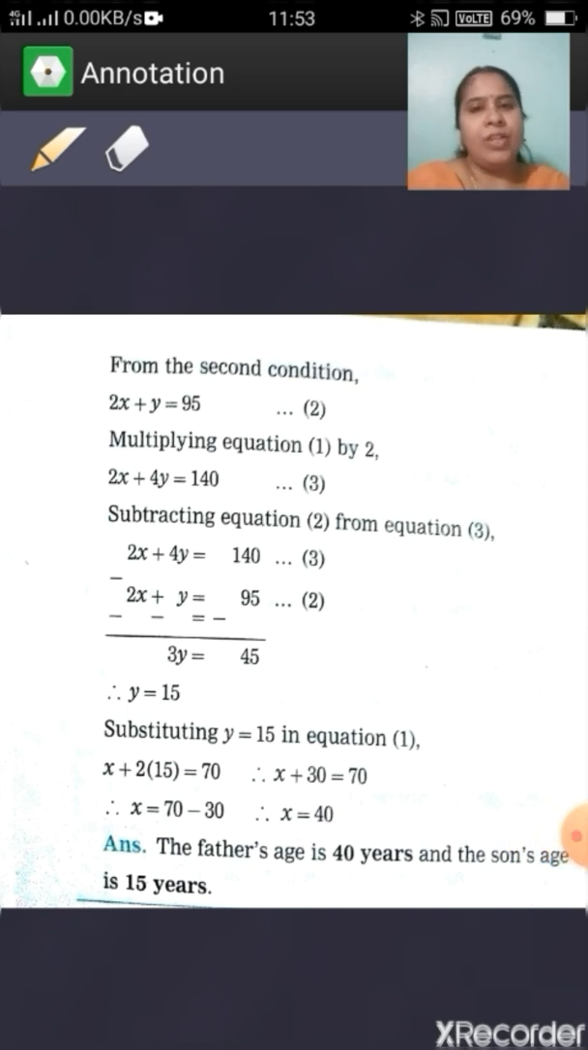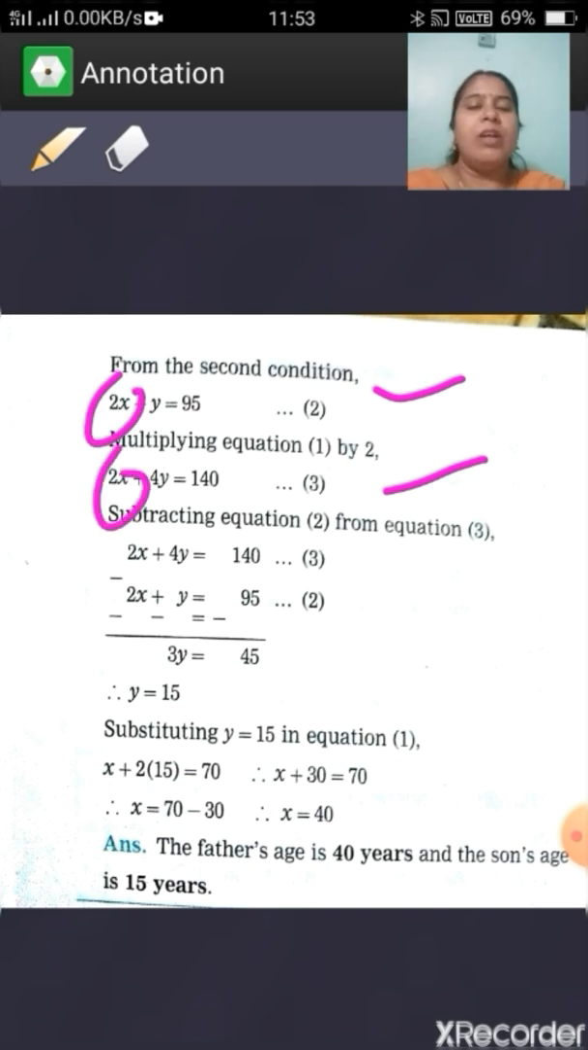Now we will equate the coefficient. Multiplying equation number 1 by 2, we get 2x plus 4y is equal to 140. Now see, equation number 2 and equation number 3. We have 2x and 2x terms as similar. Now what we can do, same sign, subtract. So we are going to subtract these two equations. So we will write subtracting equation number 2 from equation number 3.